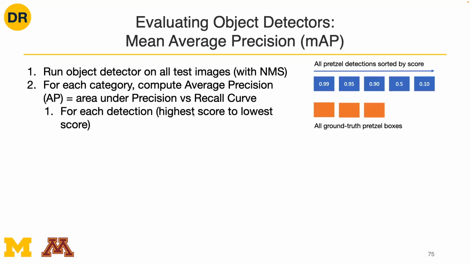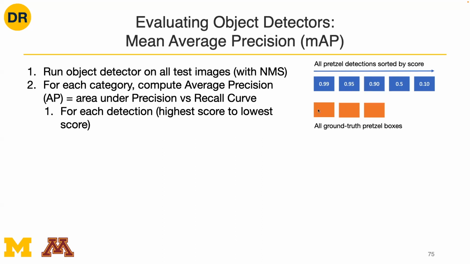Let's look at how this is calculated. Let's consider what's shown here. These blue boxes correspond to, on one given image, the confidences for different detections within this image for one class, which is the pretzel bag class. These detections are sorted in decreasing confidence. You can see our first detection on this image was very confident at 0.99. The next one was still pretty confident with 0.95, and so on.